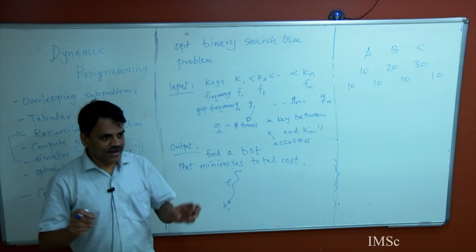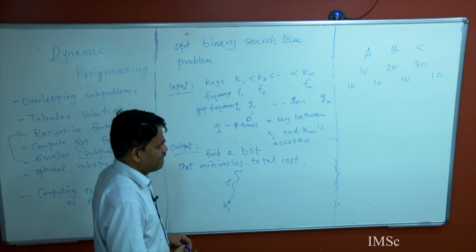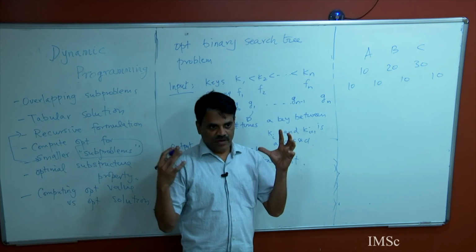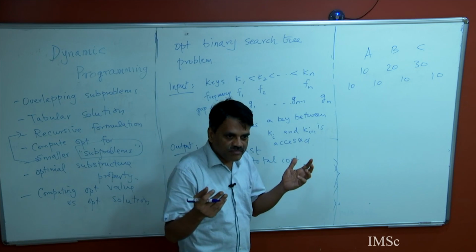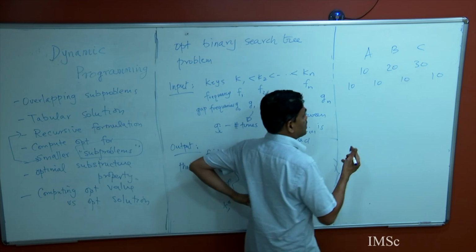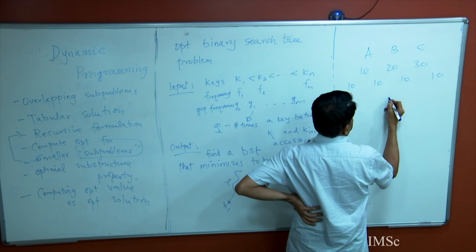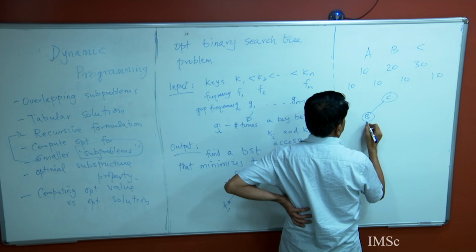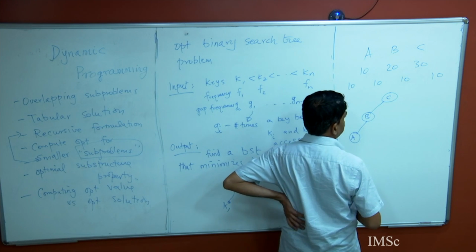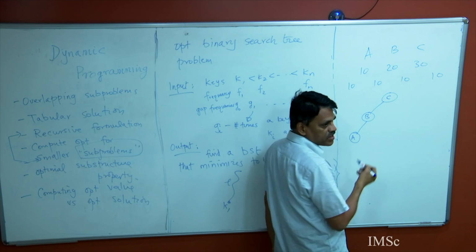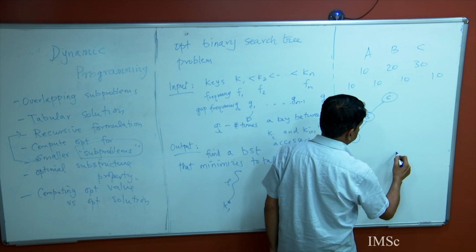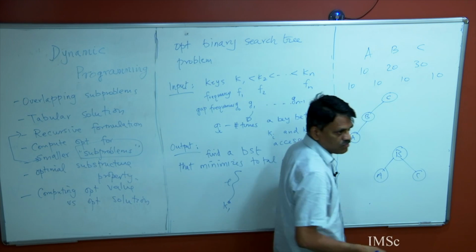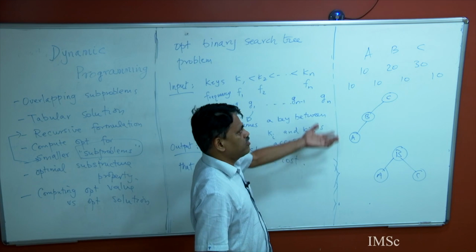So, what would be a natural greedy choice here? The one that is accessed the maximum number of times, put it in the root maybe, right. That could be a greedy choice. So, let us try that. Greedy would say put 30, C, here, and then I am going to put B here and A here. Okay. So, this would be one choice of a binary search tree. Another choice would be like this, right. And you can compute the cost for each of these.